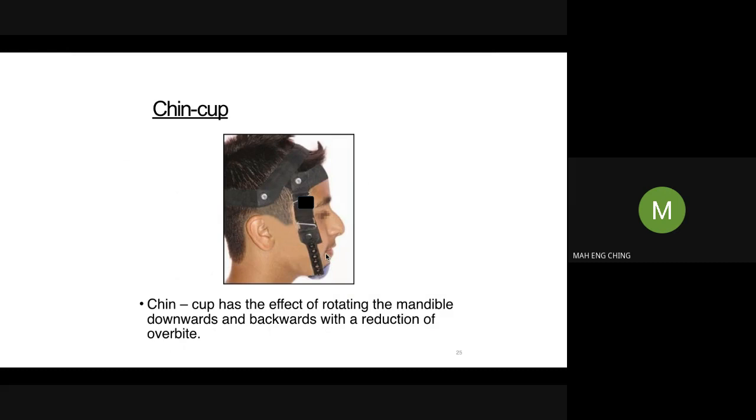So when you rotate the mandible backward, then you make it less Class III. So imagine this jaw grows backward, rotates backward, and the patient becomes less Class III.